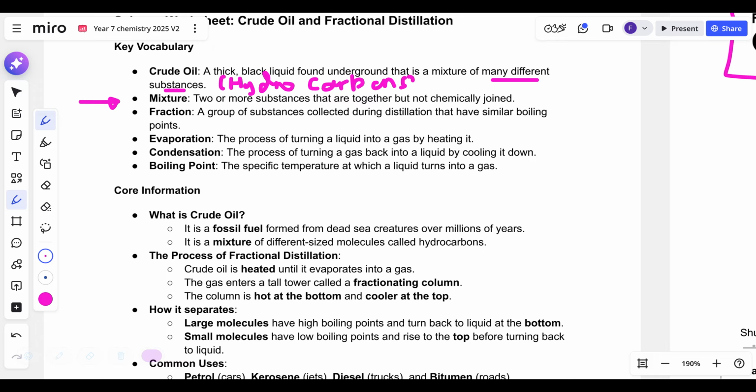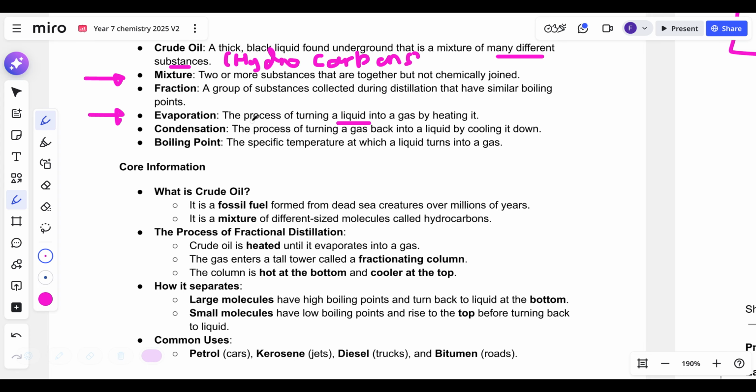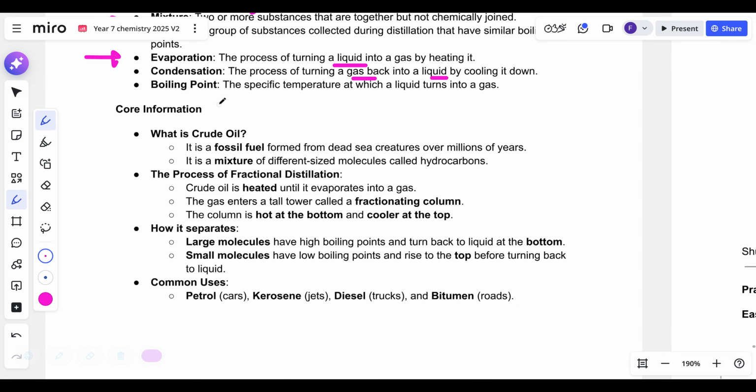A mixture is two or more substances that are mixed together but are not chemically joined. And we have diesel, petrol, all these things in crude oil. Evaporation means turning a liquid into a gas by heating it. Condensation is when a gas turns back to liquid. Boiling point is the temperature at which a liquid turns into a gas.